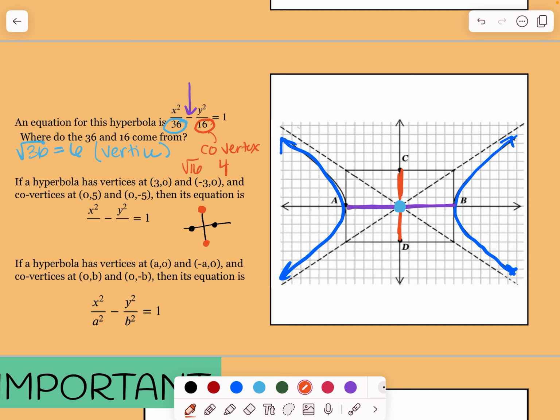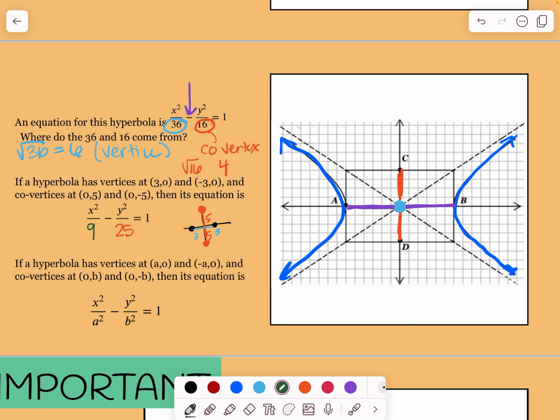Okay, so the first thing that you need to ask yourself when you're looking at this is which side is longer? Which side is bigger? The side that I did in orange here, each of these were 5, and the side I did in blue was 3 and 3. So up and down, our vertices are going to go under the y, 5 squared, 25. This will be an up and down hyperbola. And in the other direction, 3 and 3, 3 squared is 9.